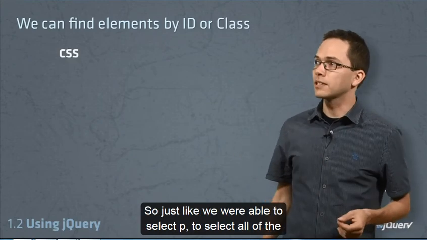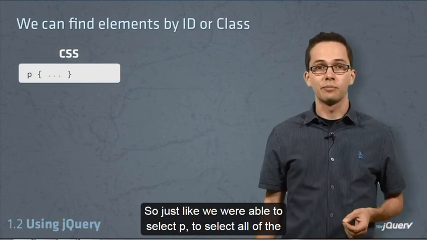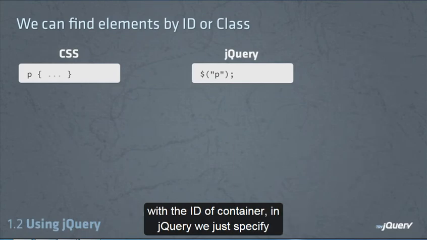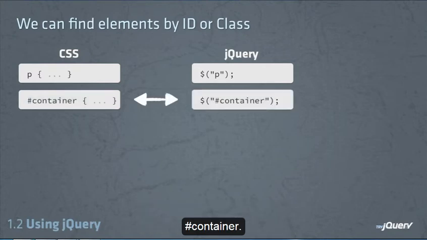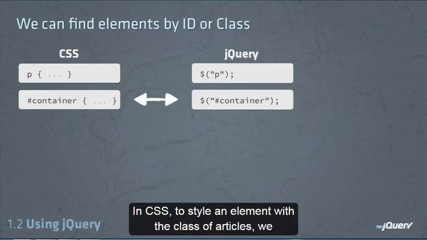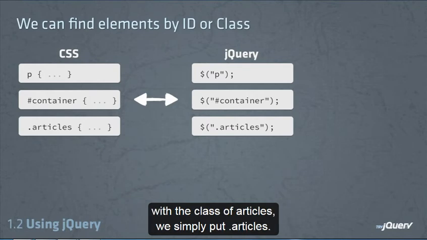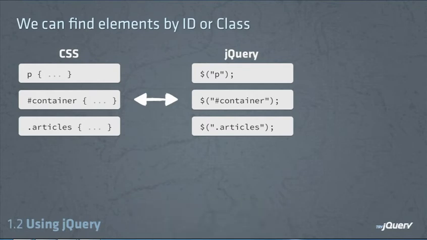So just like we were able to select P to select all of the paragraphs, in CSS, if we wanted to style an element with the ID of container, in jQuery we just specify #container. In CSS, to style an element with the class of articles, we just use .articles. And in the same way in jQuery, to fetch all of the elements with the class of articles, we simply put .articles.